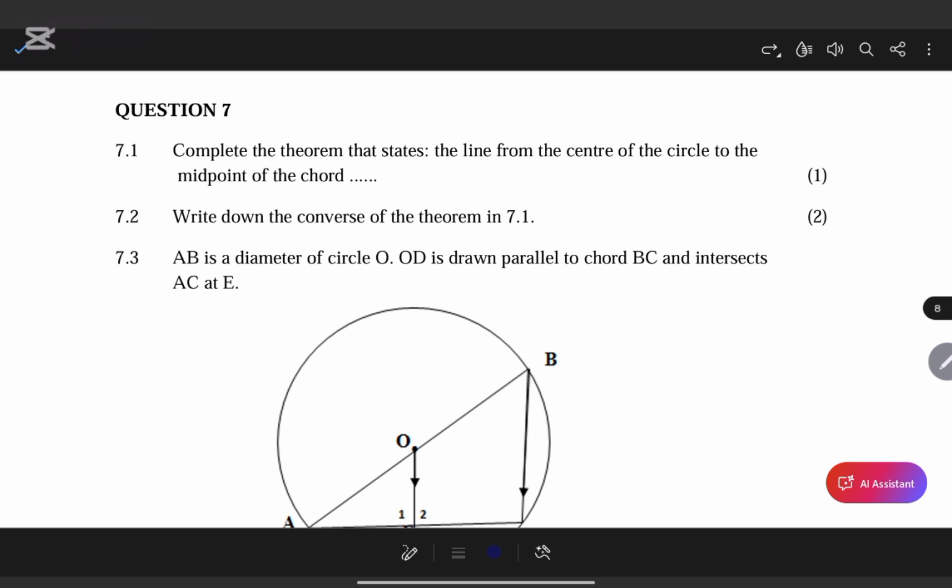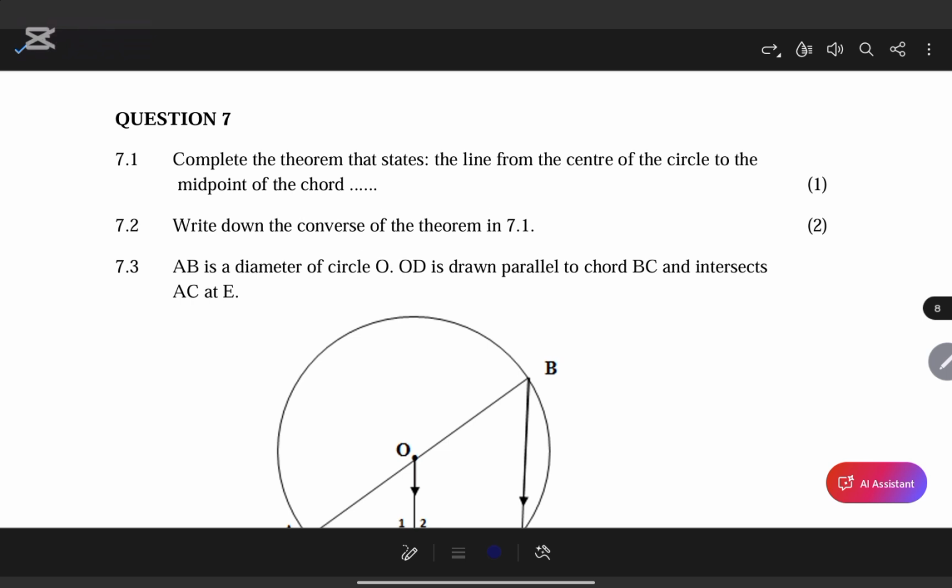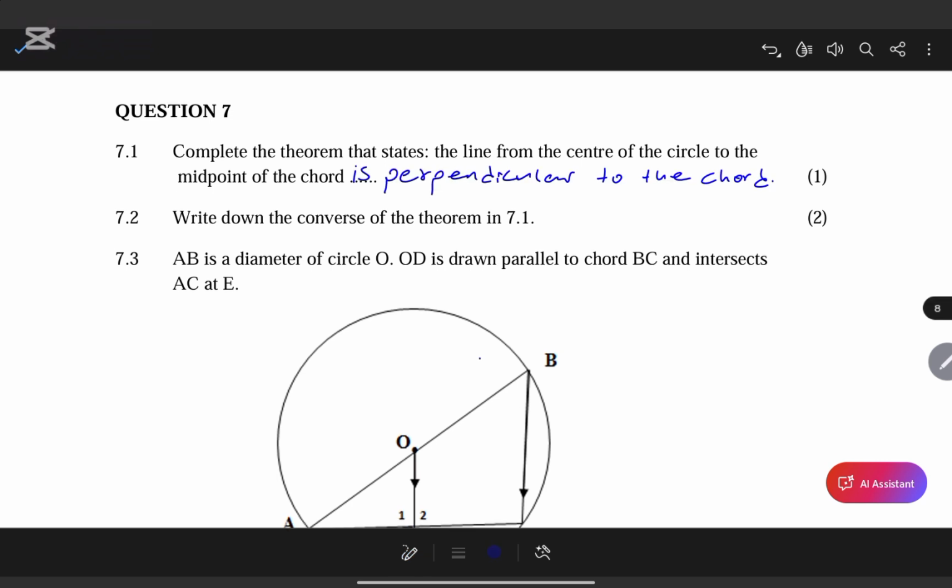Already they are telling you it goes to the midpoint of the chord. That means the chord has been bisected. So you cannot say a line that is drawn from the center of the circle to the midpoint of the chord bisects the chord. It is perpendicular to the chord. So that line is perpendicular to the chord. That is what you were supposed to write.